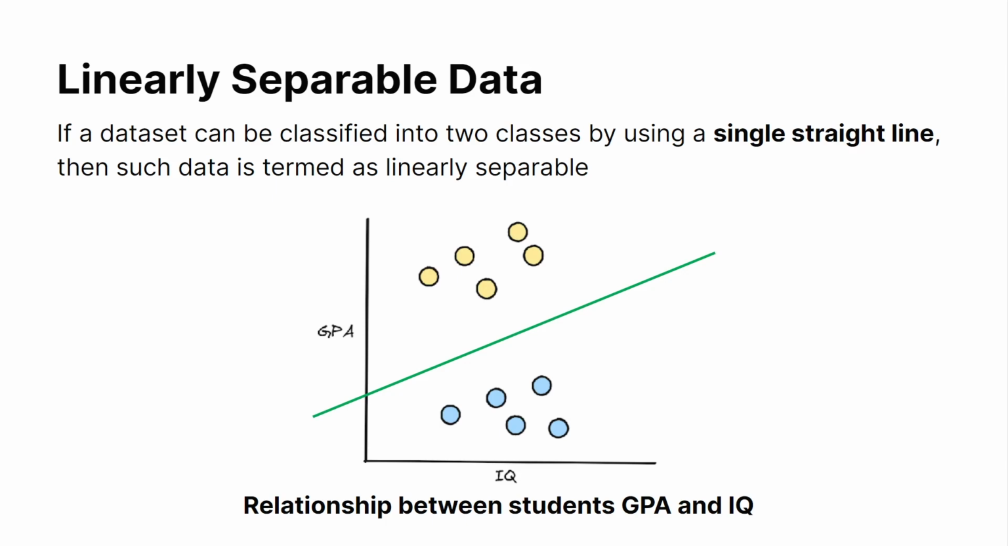If you look at these pictures right here, you are able to use a single straight line to separate them. By definition, if a dataset can be separated like this, we call this data linearly separable.